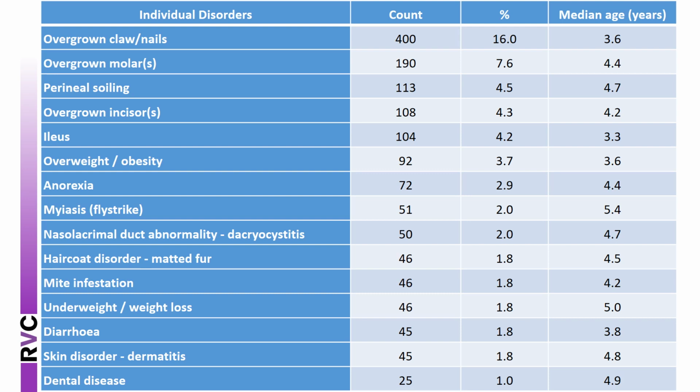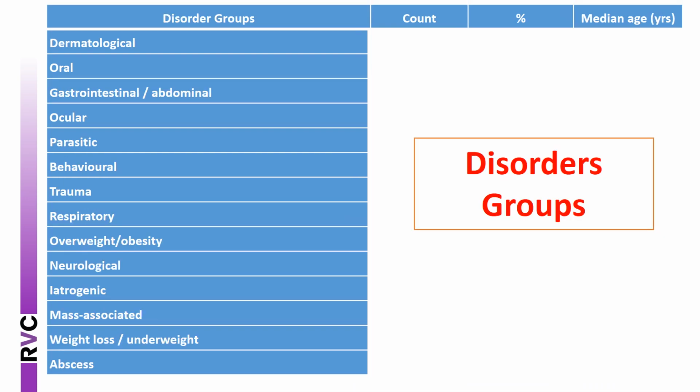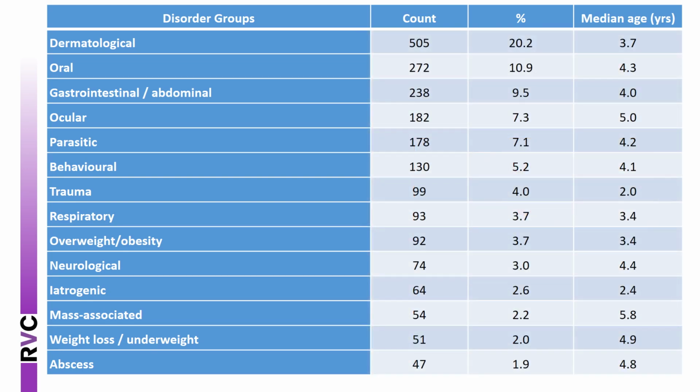Another way of looking at health issues in rabbits is to group them, and this helps us to identify which body systems are most relevant to their health. When we look at it from this perspective, we can see that skin problems, oral problems, bowel problems, eye problems, and parasitic are among the leading issues. But behavioral issues were identified in 5% of rabbits. That in itself is concerning. So we're now starting to use these data to explore the health issues of rabbits.